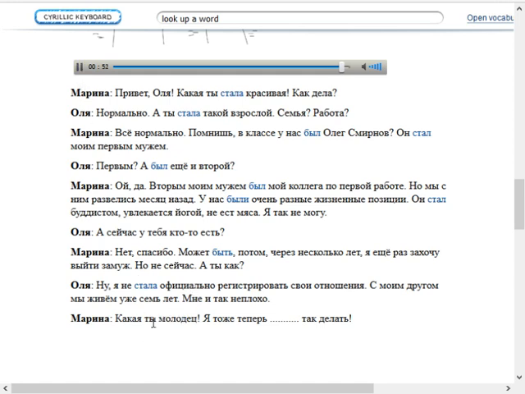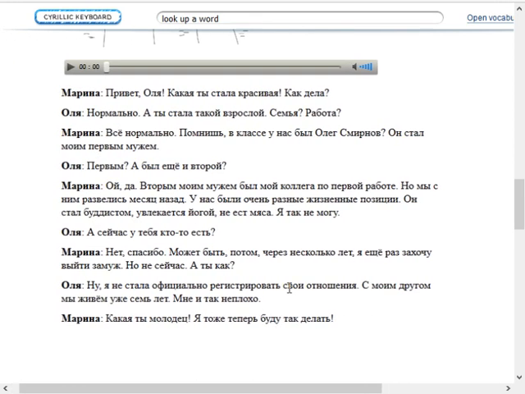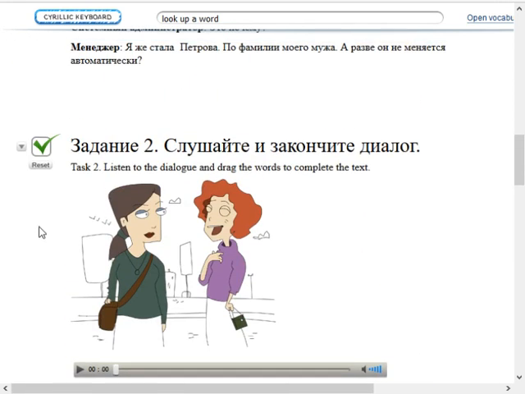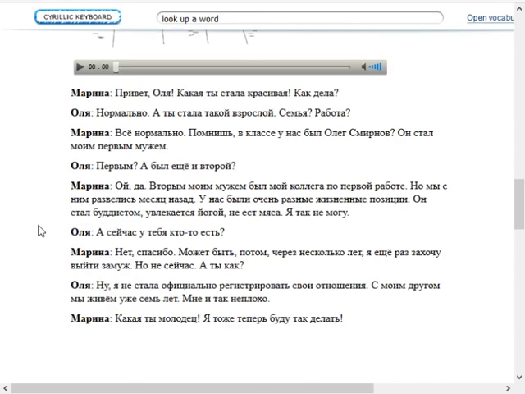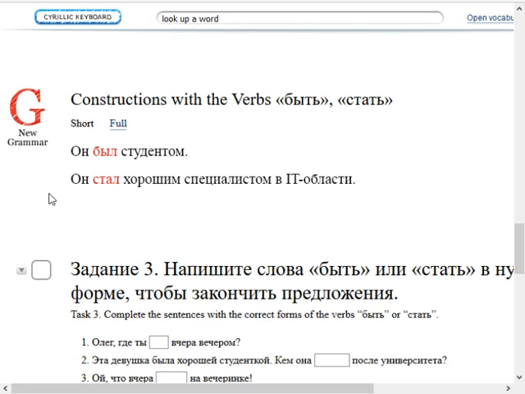Я тоже теперь буду так делать. I also want to do it like that. All right. Fair enough. The old debate about get married or not get married. So yeah, он был студентом, he was a student, он стал хорошим. Yeah, I mean, he became a good specialist in IT.